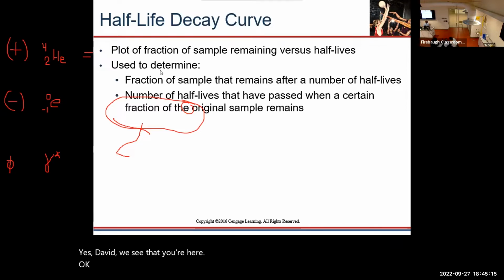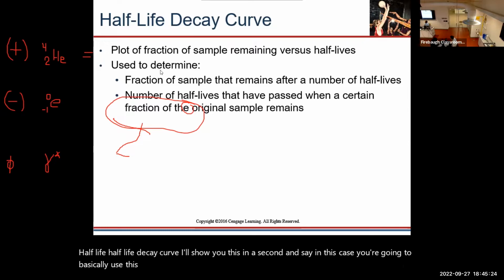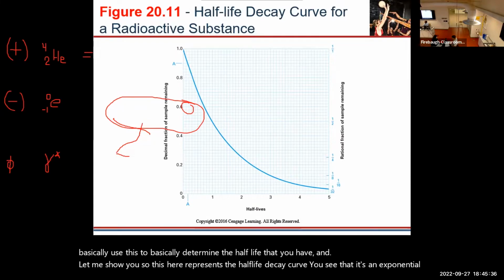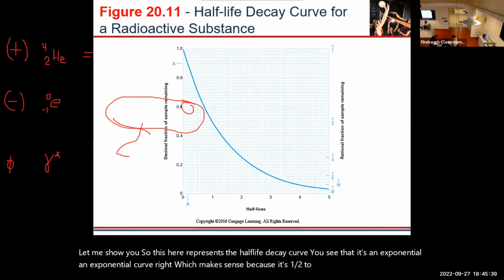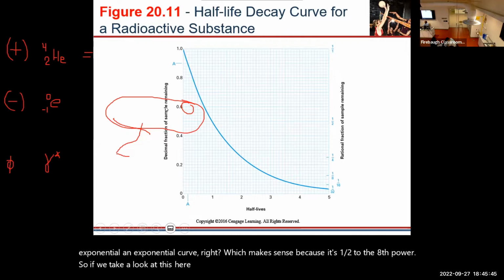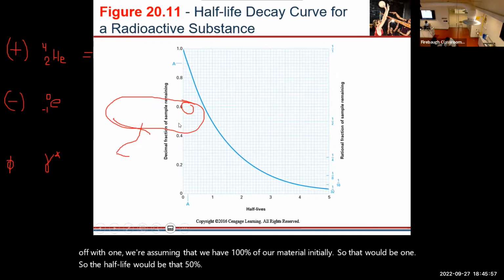Okay, so half-life, I'll show you this. In this case, we're going to basically use this to determine that. And so this here represents the half-life decay. Okay, so if we take a look, this here represents the decimal of the remaining material. Well, let's start off with one, we have 100%. That would be one. So the half-life would be that 50%. That would be the first one.